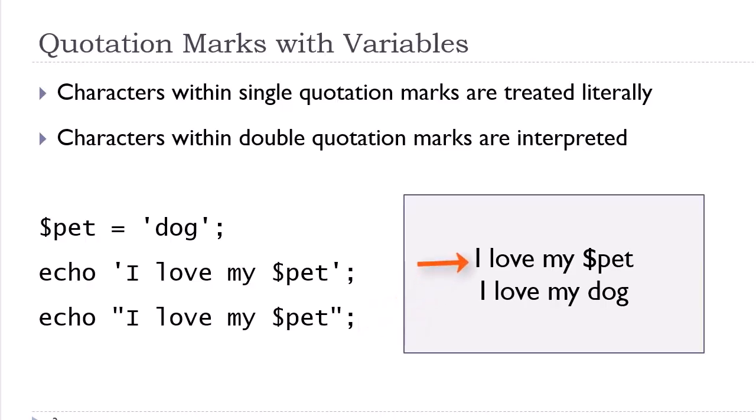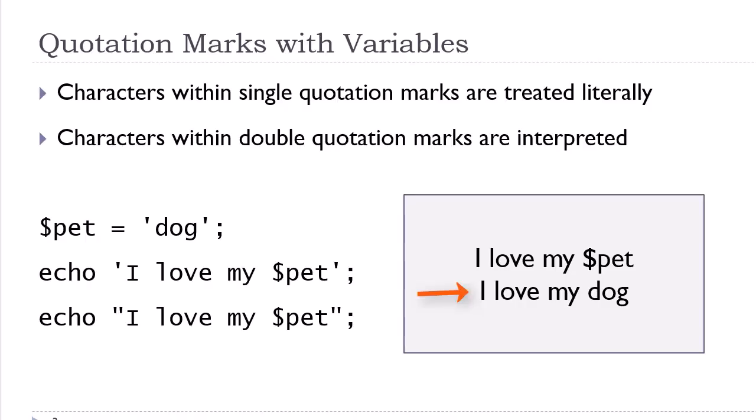If you look at the output on the right, you will see that when we use single quotes with the echo statement, the variable is treated as literal text. It displays the variable name. However, when we use double quotes with the echo, PHP replaces the variable name with the value assigned to it.